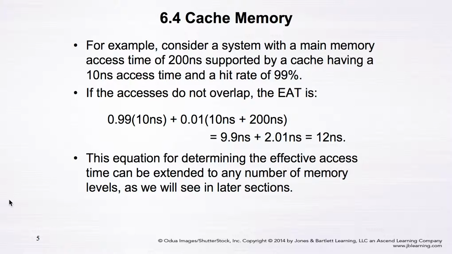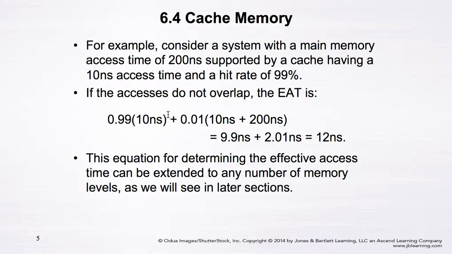However, if the system doesn't allow us to simultaneously access both the memory and the cache, then we do not have the overlap. In this case, the EAT is computed differently. We have 0.99 times 10 nanoseconds, because if we can find the information in the cache, that's it. If not, it takes time to access the cache first, and because we cannot find it there, we then go to the memory and find the information there. So that takes a longer time.